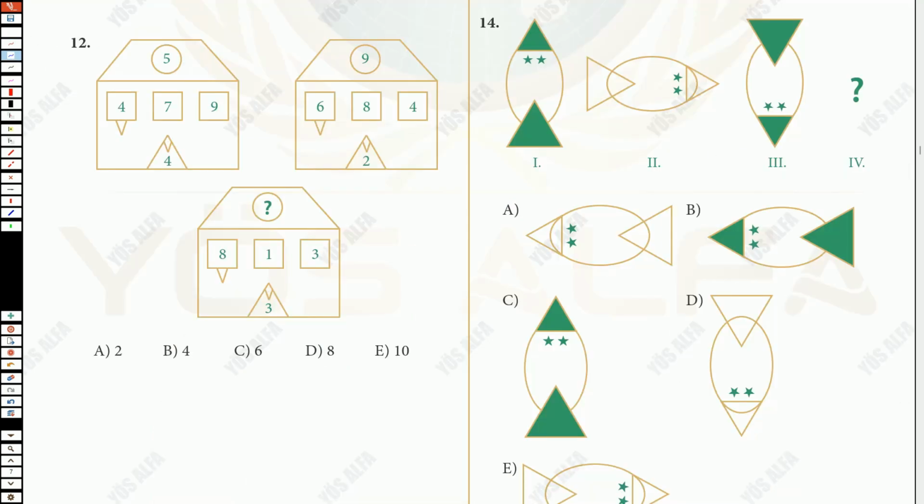Number 14. This is a figure series with a certain pattern. We're supposed to find that pattern. So the rotation of the first figure, 90-degree clockwise, is the second one. And the 90-degree clockwise rotation of the second one is the third one. And then we can see that the green color is coming on and off.